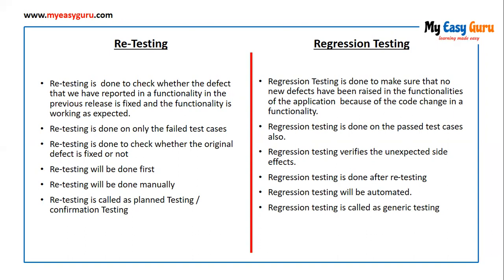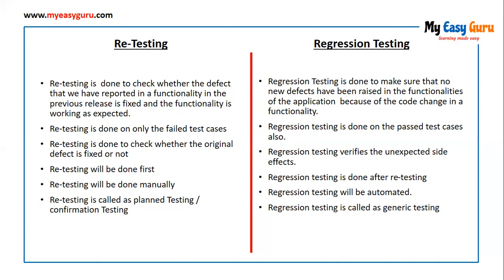Now let's see what is regression testing. Regression testing is done to make sure that no new defects have been raised in the functionalities of the application because of the code change in a functionality. Retesting is done only on the failed test cases, while regression testing is done on the past test cases also. Retesting is done to check whether the original defect is fixed or not, while regression testing verifies the unexpected side effects.